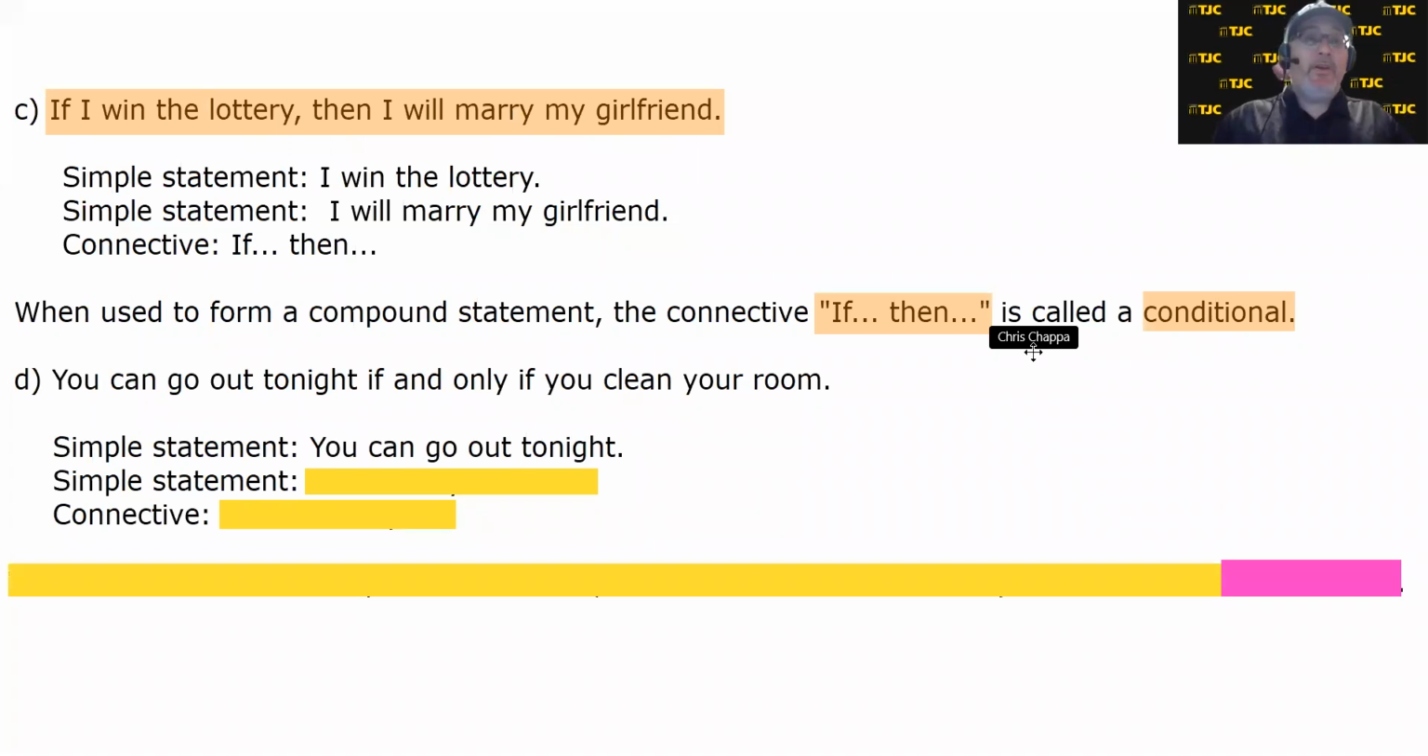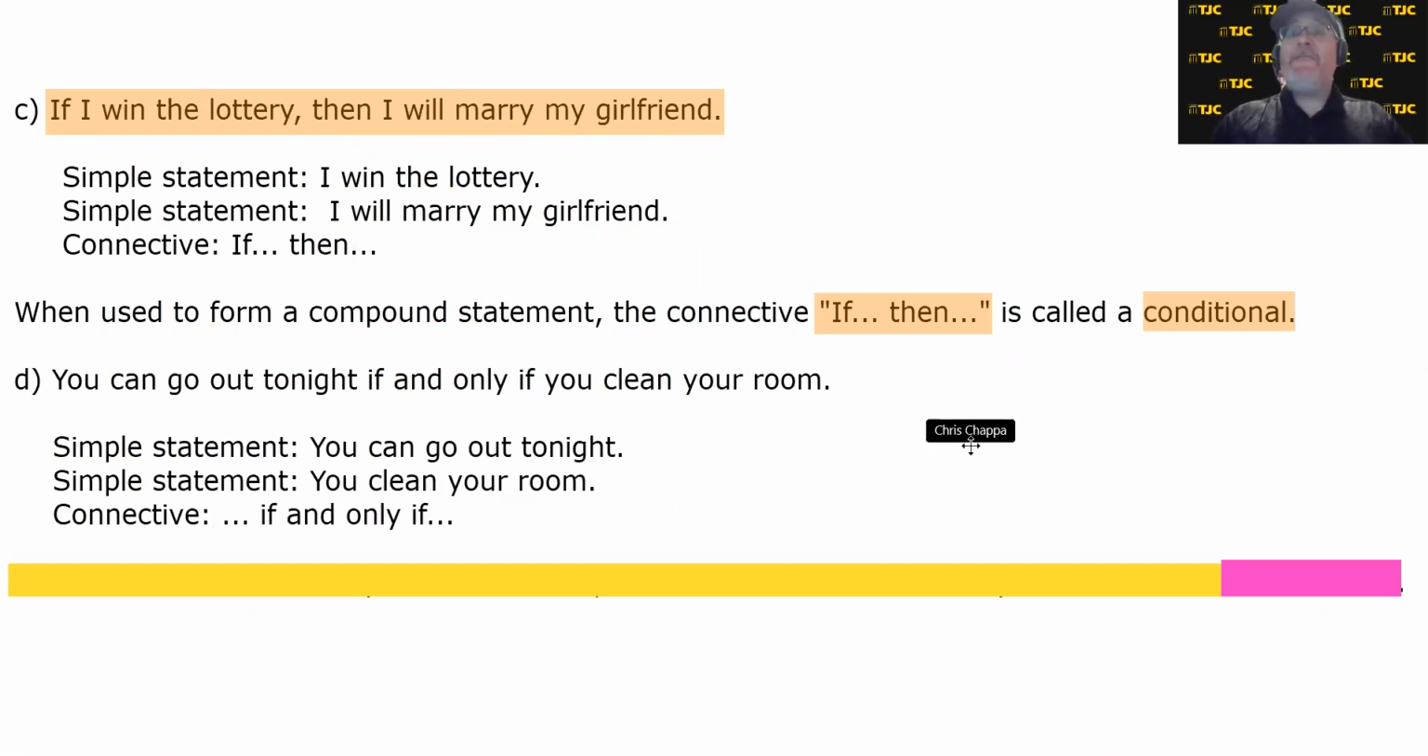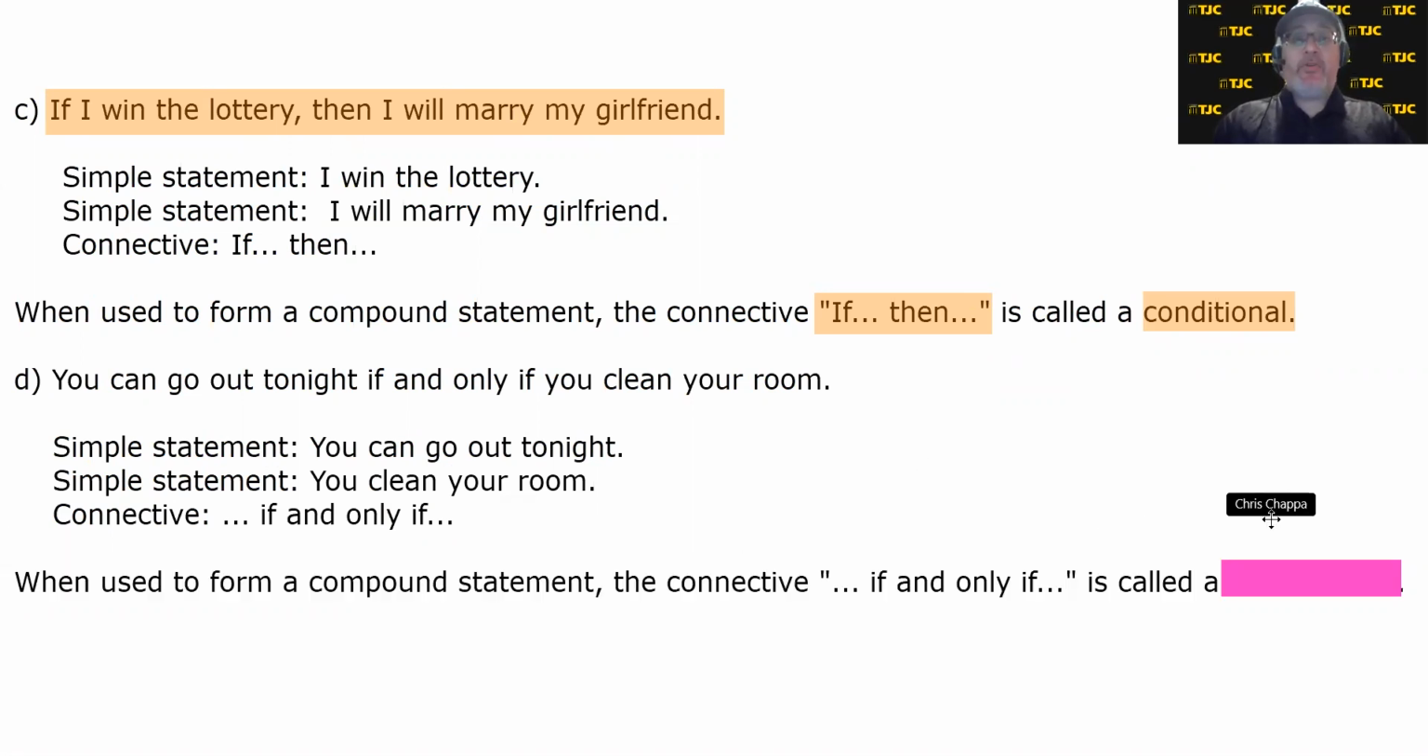Sorry about that. First simple statement is you can go out tonight. What is the second simple statement? The second simple statement is you clean your room. So what's the connective? The connective is the phrase if and only if. When used to form a compound statement, the connective if and only if is called a biconditional.